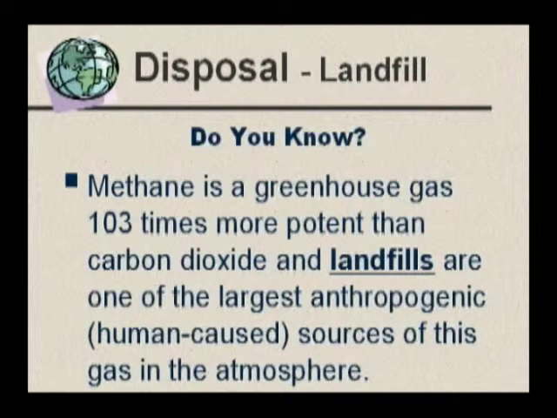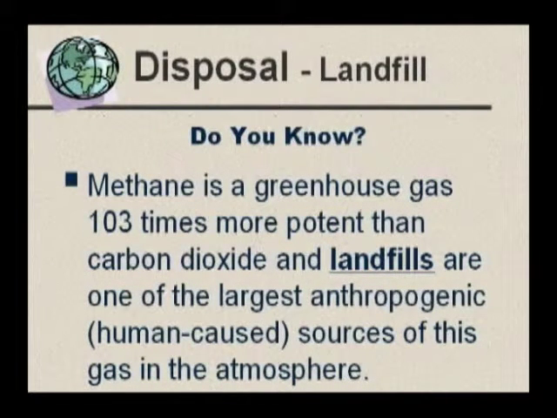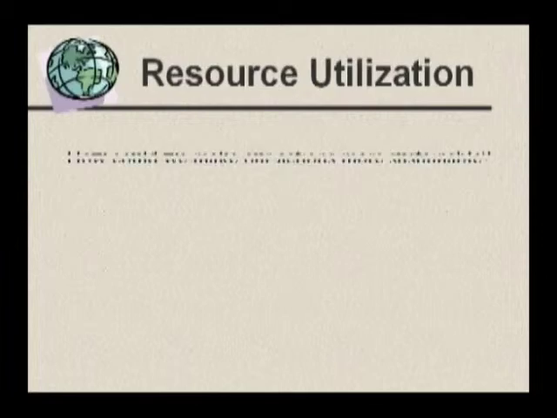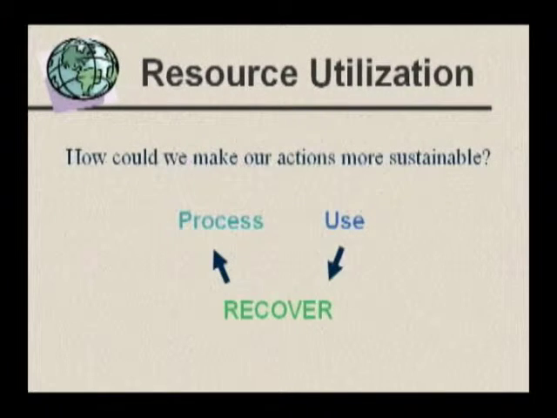Methane is a greenhouse gas, and it's actually 103 times more potent than carbon dioxide. Everybody's focused on carbon dioxide, which is important, and actually that's the biggest amount that we're dealing with. The trouble is methane, while it's a smaller amount, is 103 times more potent. And landfills, within the United States, are the biggest contributors to methane. Just keep that in your head, because we'll be coming back to that when we discuss climate change. So how could we make our actions more sustainable?